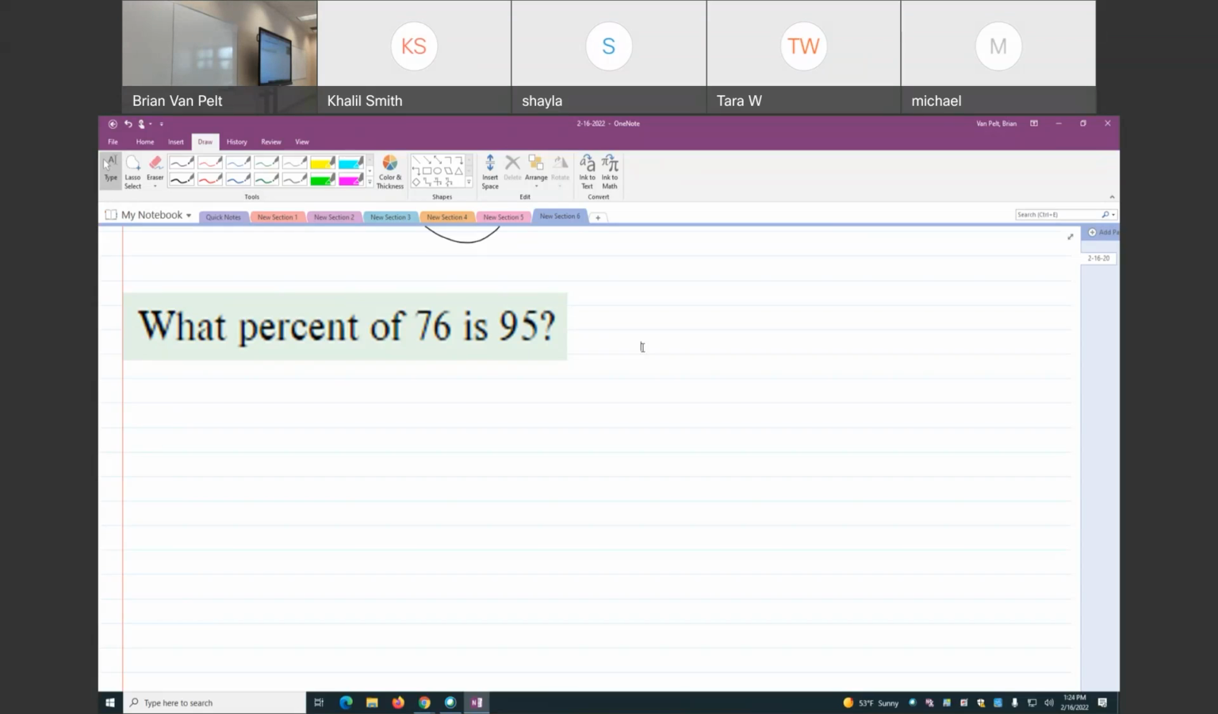125, 125%. So we got right underneath of it, what percent, that would be X times 76 is 95. And then convert that to a percent.